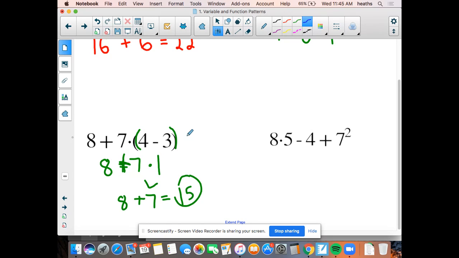So 8 times 5 minus 4 plus 7 to the second. What I noticed right away is that we don't have a parenthesis, but we do have an exponent. That's 7 squared, or 7 to the second power. That is an exponent, so that's the very first thing we need to figure out. Remember, 7 to the second does not mean 7 times 2. 7 to the second means 7 times 7, which is 49.